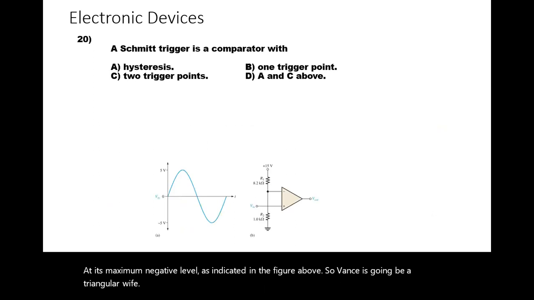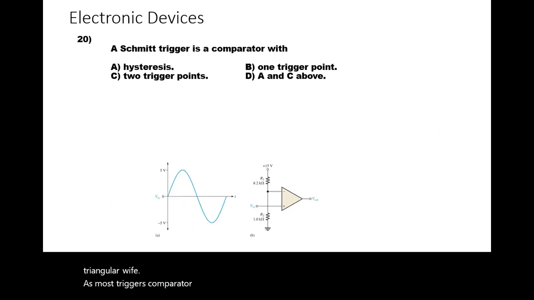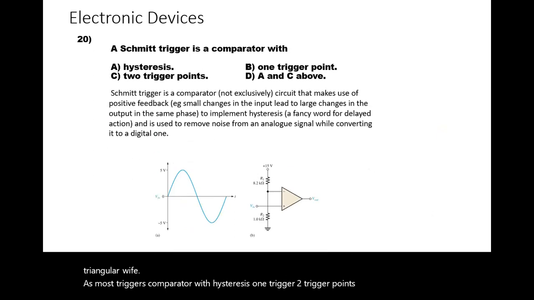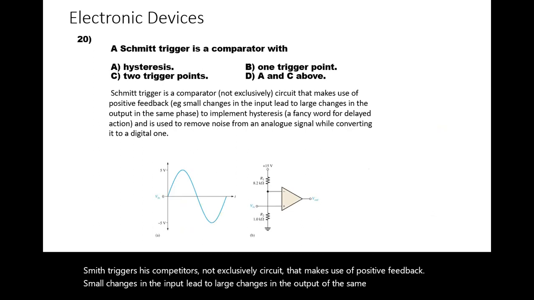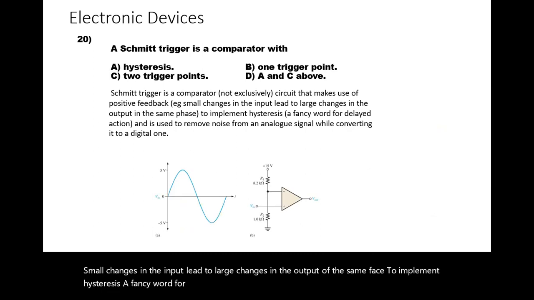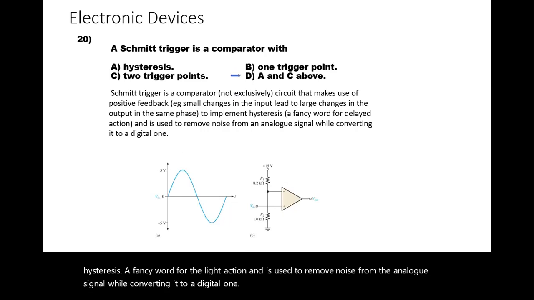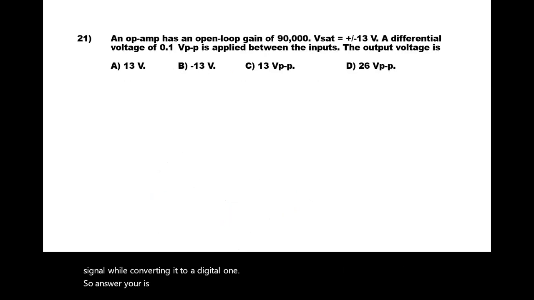A Schmitt trigger is a comparator with hysteresis, 1 trigger point, 2 trigger points, A or C. Schmitt triggers are comparators, not exclusively, a circuit that makes use of positive feedback. Small changes in the input lead to large changes in the output of the same phase. To implement hysteresis, a fancy word for delayed action, used to remove noise from the analog signal while converting it to a digital one. So the answer here is A and C above.